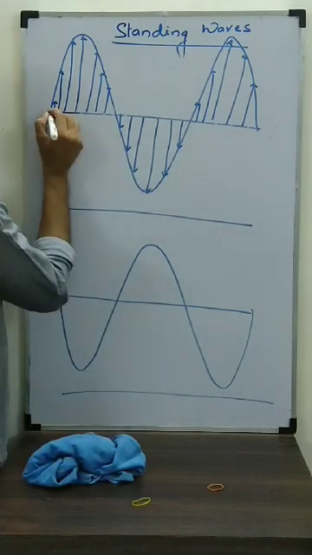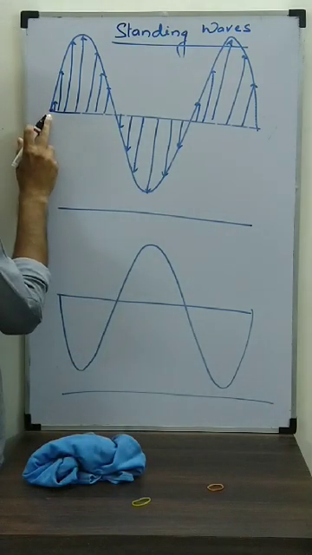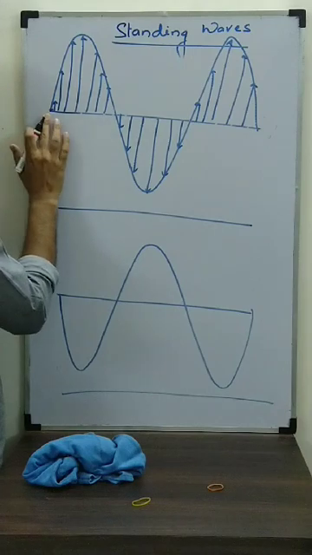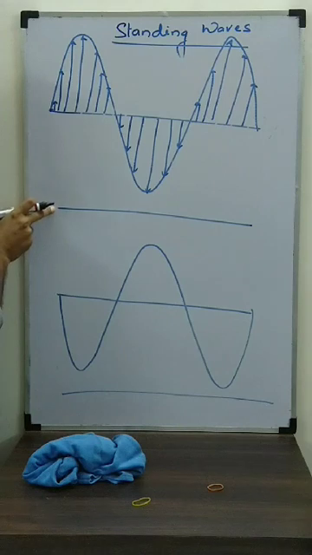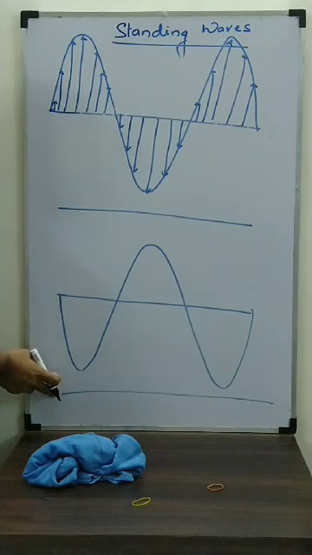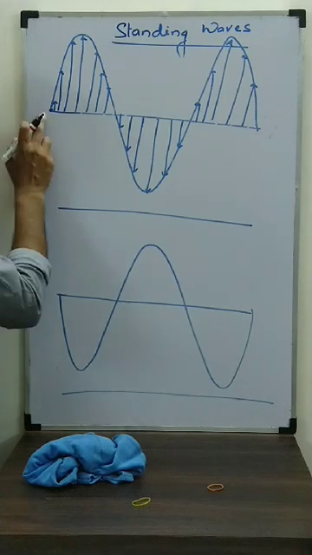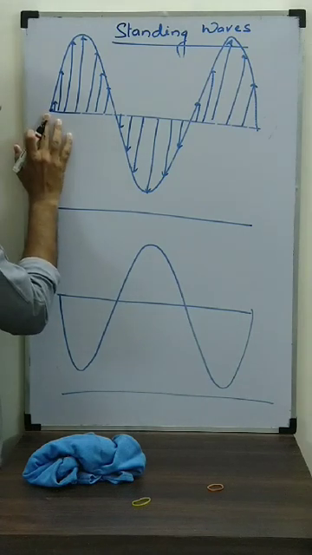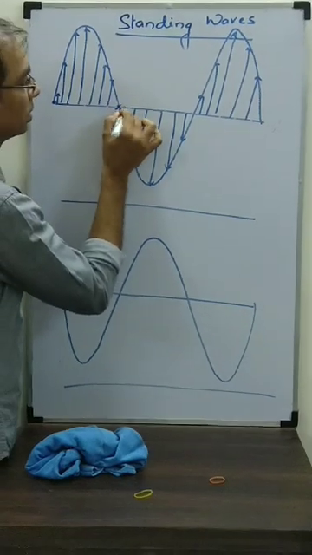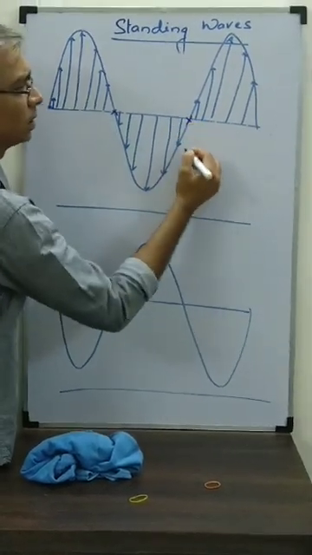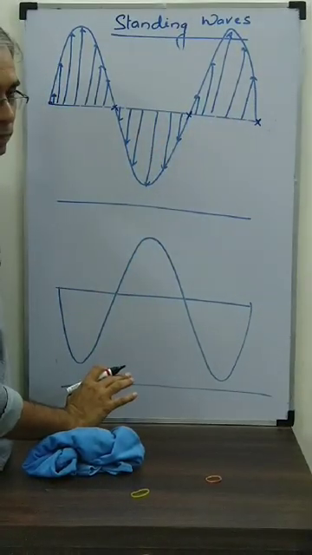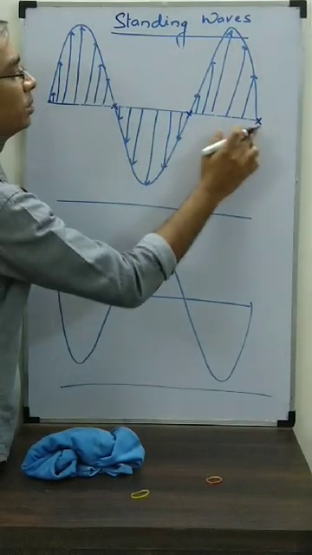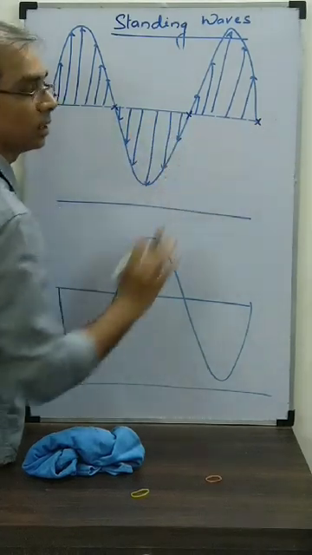Now this particle over here will never be moving up or down, it will always be at rest. You can check. Here also it is at rest, here also, here also, and here also it is at rest. So in all four positions, this particle is at rest only. It will never move. Same way this particle, same way this particle, same way this particle. They will never move in a standing wave. Their amplitude will always remain zero. Their displacement is always zero.